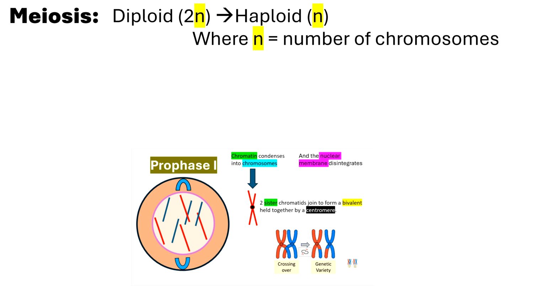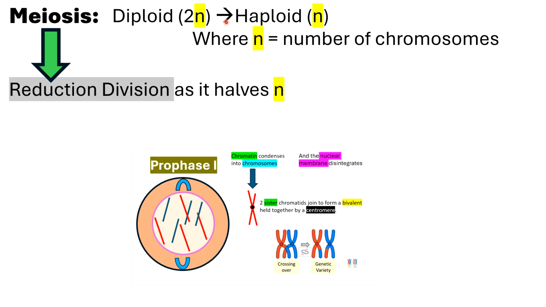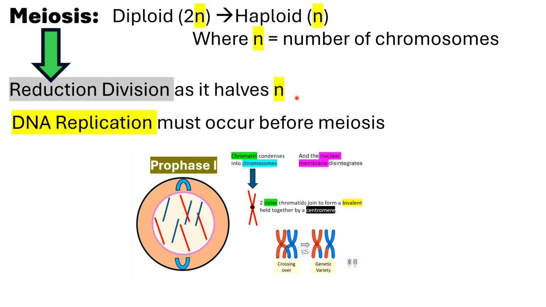Meiosis turns diploid into haploid. So this is where the number of chromosomes is halved. Imagine n is the number of chromosomes. This is simple algebra here. 2n turning into n means it's divided by 2, it's halved. This is why meiosis is a reduction division, because it halves the number of chromosomes, or n.